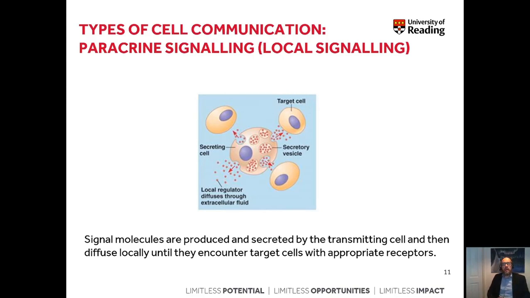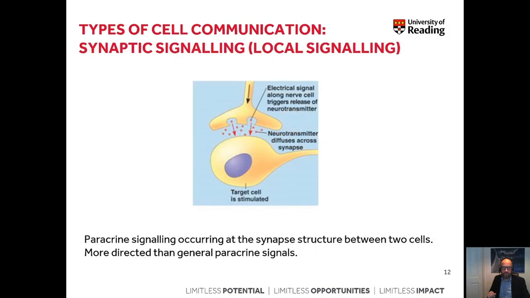Cells can also communicate via secretion of molecules, and the first type of this type of communication we had a closer look at is paracrine signaling. Here, signal molecules are produced and secreted by the transmitting cells, and then those signals diffuse locally, bind to receptors on the target cell, and activate different signaling pathways. A very special type of this paracrine signaling is synaptic signaling, which is also quite local. Here, neurons secrete so-called neurotransmitters, the signals. Those neurotransmitters diffuse across the synapse and bind to another neuron, which is then stimulated.